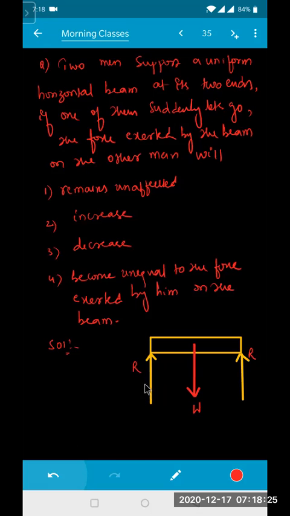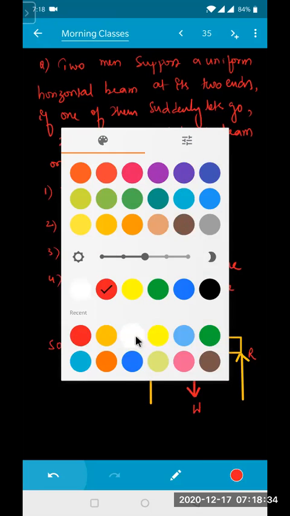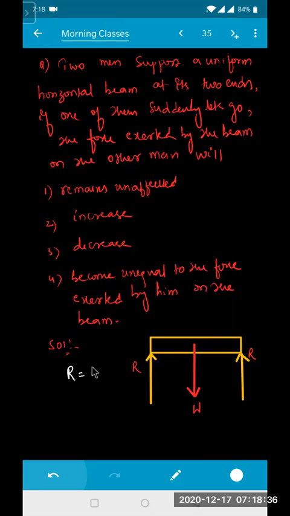So what will be the R? R will be supporting how much amount of weight? W by 2. R, which is nothing but the reaction, will be equal to W by 2. This is half of the length, so this distance is L/2. Now see, this is the initial condition, isn't it?